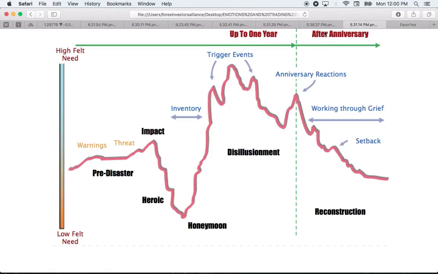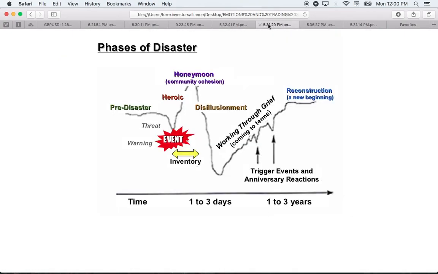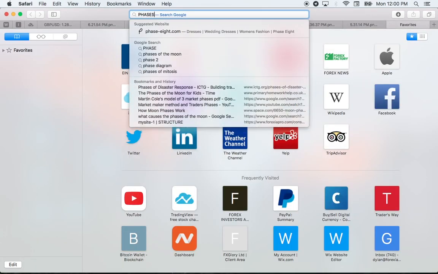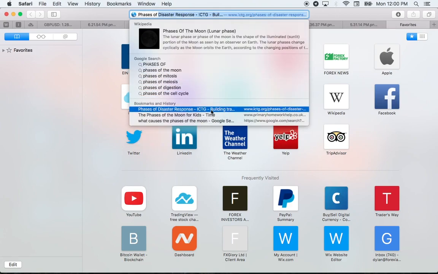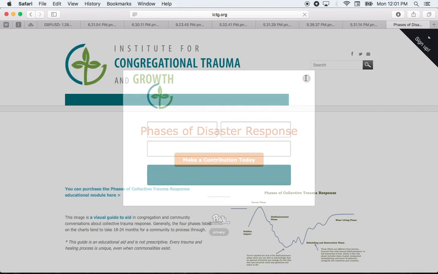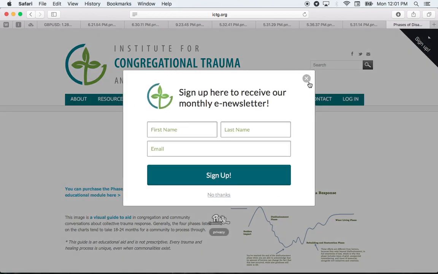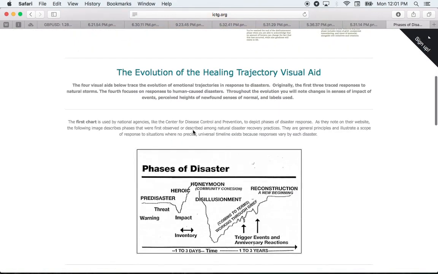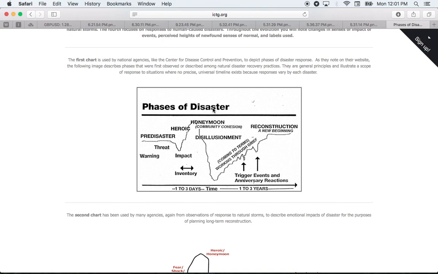I found these images on the Institute for Congregational Trauma and Growth. And these are phases of a disaster. The literal emotional structure of how a human will react during a disaster. And you can see here 1 to 3 days or 1 to 3 years. This happens on a micro and a macro scale.